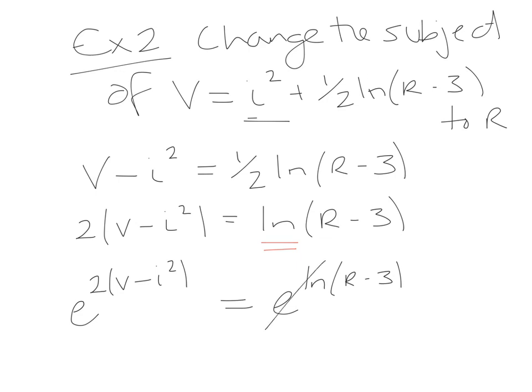And again, the e and the ln will cancel out on the right hand side to leave us with just r minus 3. So we'll have e to the power 2 bracket v minus I squared close bracket equal to r minus 3. And we're left with just one step to complete this calculation, which is to take the negative 3 to the other side and add it on. So we'll do that on the final page.